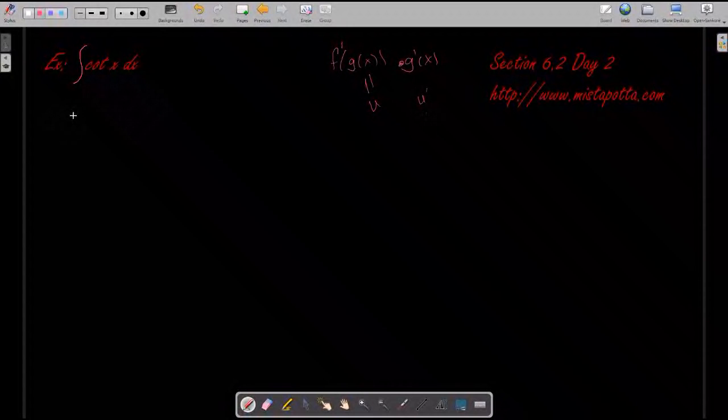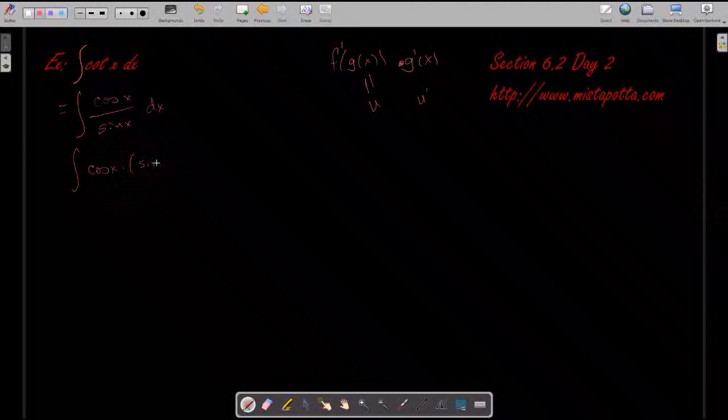But if I was to rewrite this as the integral of cosine of x over sine x dx, rewriting it like this, I can see that I've got this denominator here. So this is really cosine of x times sine of x to the negative 1. And now I see there's my composition of functions.